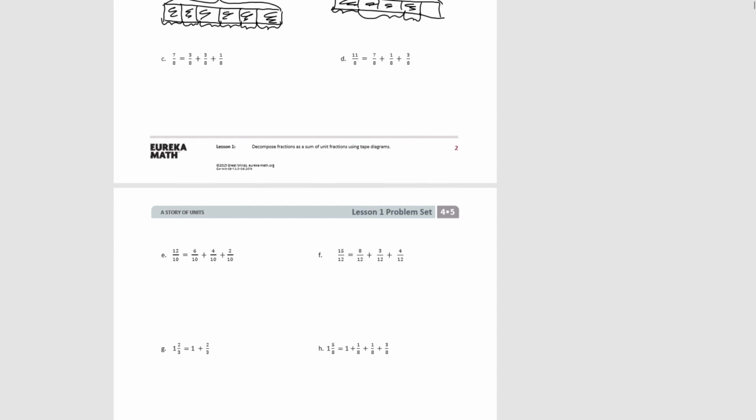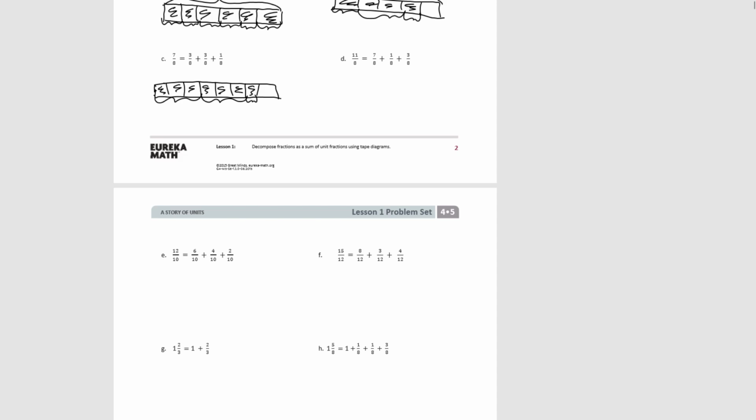Okay, pause the video and try C. Okay, for C, our tape diagram will be divided into 8 equal sized pieces. We're talking about 7 of them, 7/8, and it's equal to first 3/8, and then 3/8, and then 1/8 for it to match our number sentence.